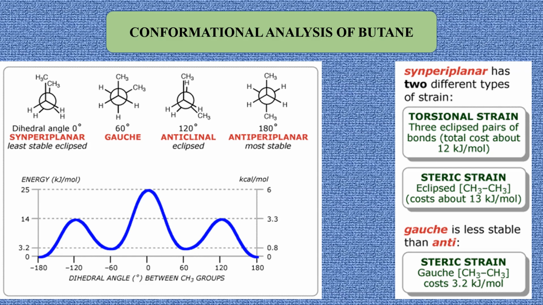So after 60 degree rotation, this syn periplanar conformation becomes staggered gauche conformation, that is represented by this point. And at this point we can see that this conformation is having 3.2 kilojoules higher energy than the most stable staggered conformation. And this is because of the steric repulsion between these two methyl groups. When we do another 60 degree rotation, we arrive at another eclipsed conformation called anticlinal eclipsed conformation.